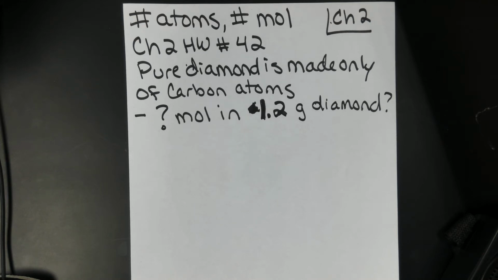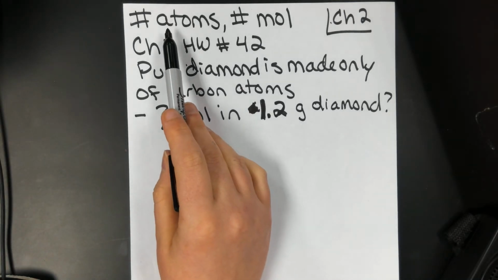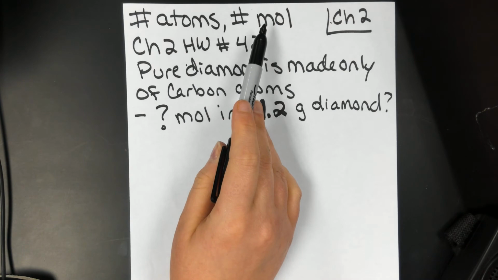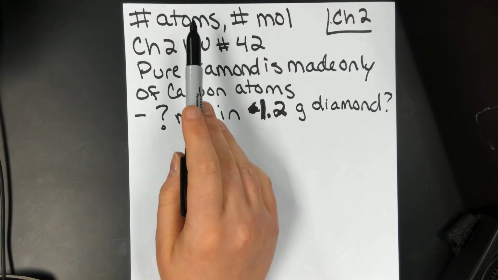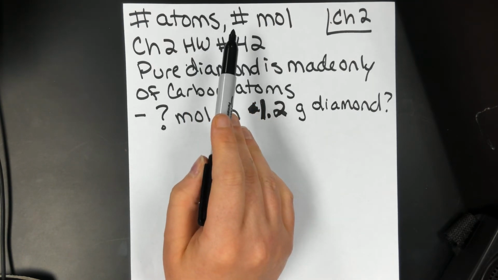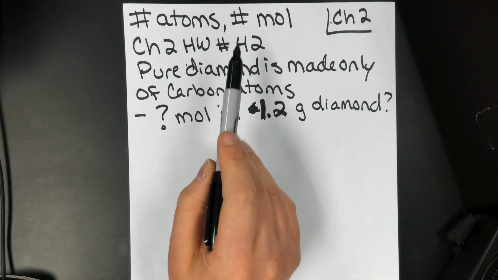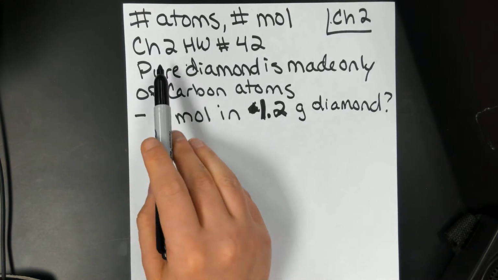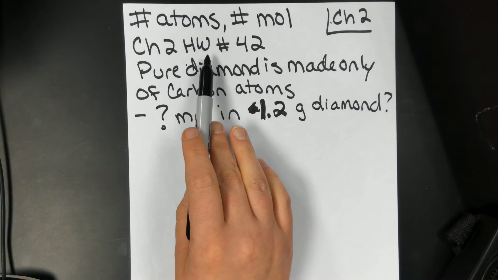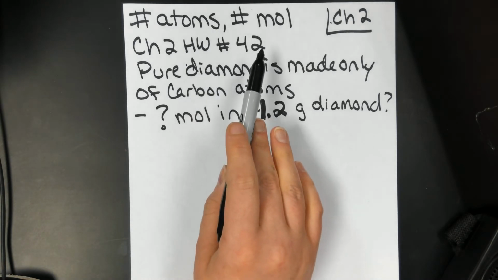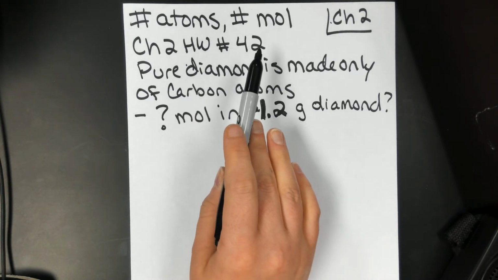Let's do another problem from chapter 2. This is from the homework. For this one, we are going to mess around with atoms and moles. We're going to do some calculations between one and the other, and mass. This is similar to chapter 2 homework, number 42. Remember, the numbers are changed, and I actually changed the number myself.